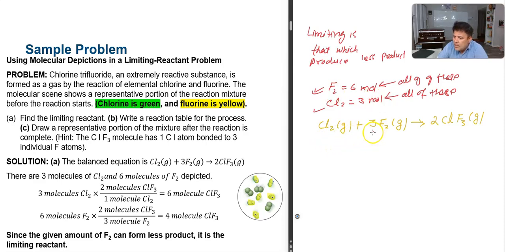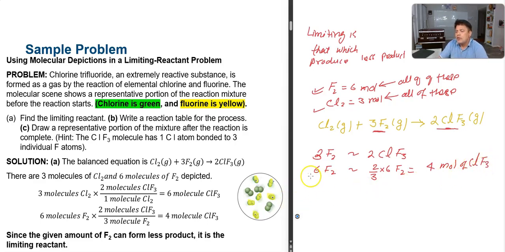Okay, so for example, fluorine is 6 mole, right? So look at that here. 3 mole of fluorine produce 2 mole of the product, right? 3 F2 is equivalent to 2 ClF3. But you have how many moles? 6 F2 is equivalent to 2 by 3 times 6 F2, which equals 4 mole of ClF3. Okay, so all of fluorine produce 4 mole of ClF3.